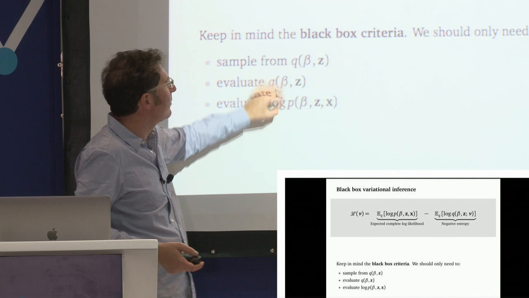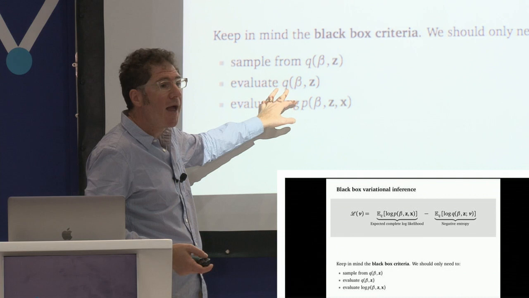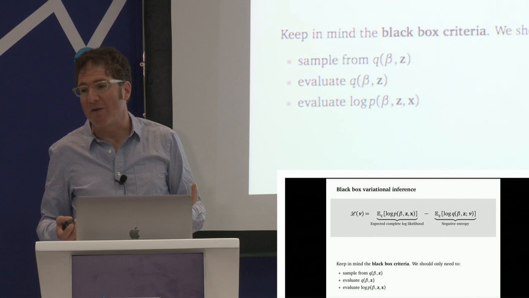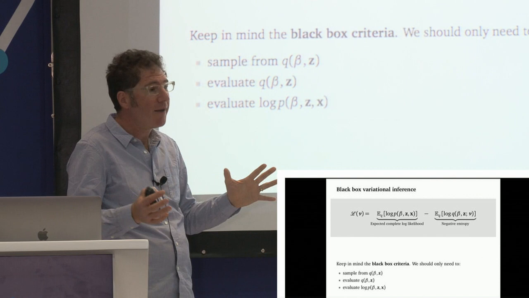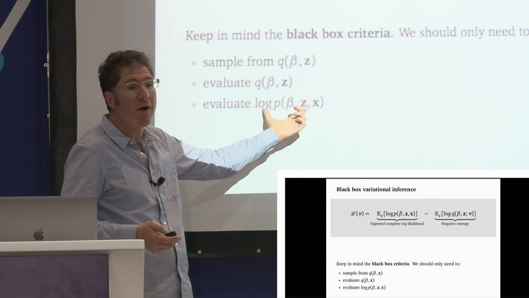All right, and the reason we call this black box is that if there are variational families that you want to use, you can figure out how to sample from them and figure out how to evaluate them. And then you can reuse those variational families across many, many models. Having to evaluate log p of beta, z, and x, to me, that's equivalent to just specifying the model. Once I've specified the model, then I can evaluate the log joint. Now, there are models where we can't do that, but it's a huge class of models that we can write down, and just by writing down the model, we have evaluated the log joint. This is just like writing down the log probability of each part of the generative process.